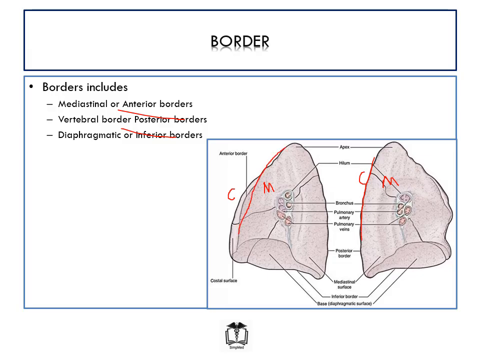Then we have the inferior border. The inferior border or diaphragmatic border is the border where the mediastinal surface and costal surface meets the diaphragmatic surface. So this is the diaphragmatic or inferior border in the image here.